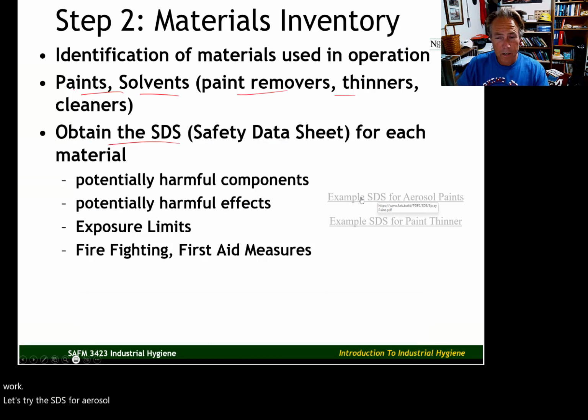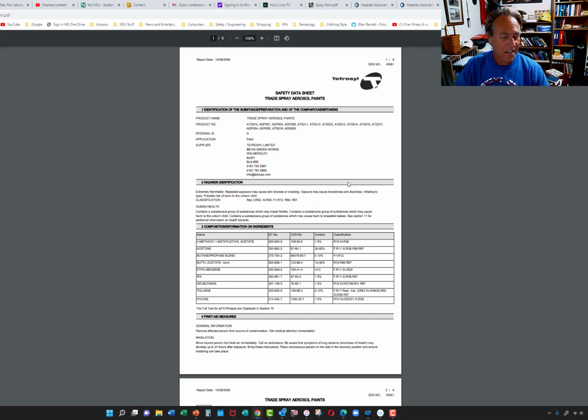When you're making a presentation, always check your links in advance. And I usually do, but I didn't check that. I checked aerosol paints because I know it's here because I checked it, but I didn't check the paint thinner.